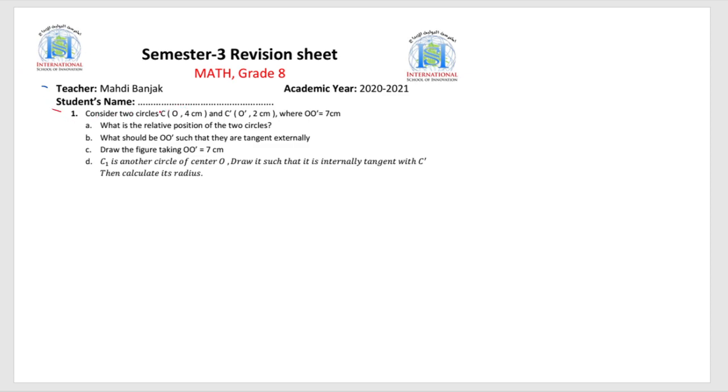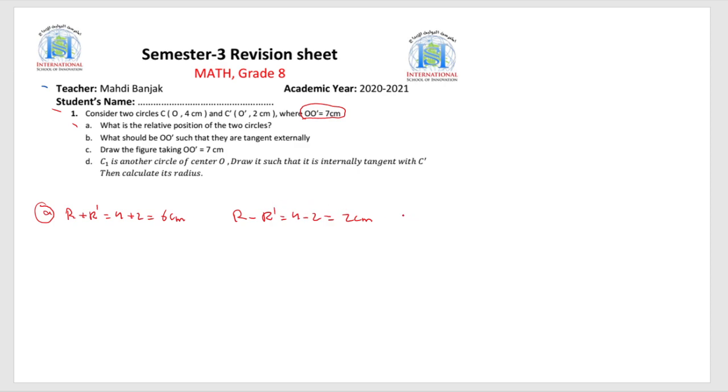Consider the two circles. Circle C of center O, radius 4 cm. Circle C prime of center O prime and radius 2 cm, where OO prime equals 7 cm. What's the relative position of the two circles? First we should remember that we must find r plus r prime, which equals 4 plus 2 equals 6 centimeters. And also we should find r minus r prime, which is 4 minus 2 equals 2 centimeters. And we should compare OO prime with r plus r prime and r minus r prime.